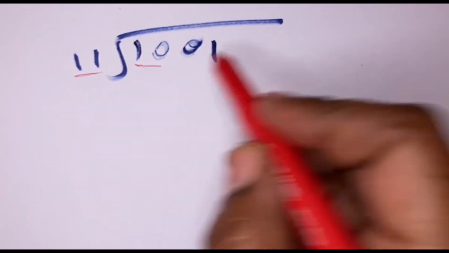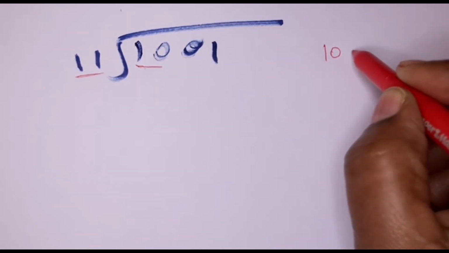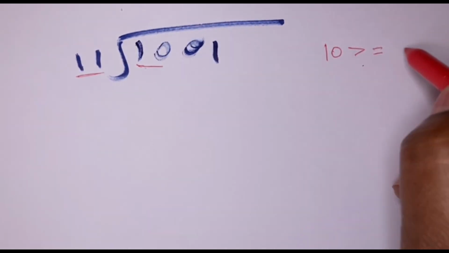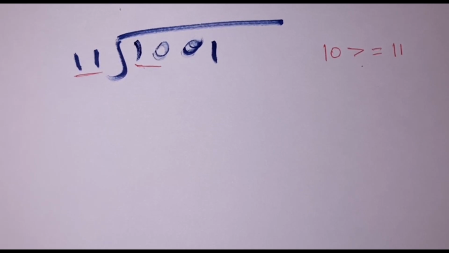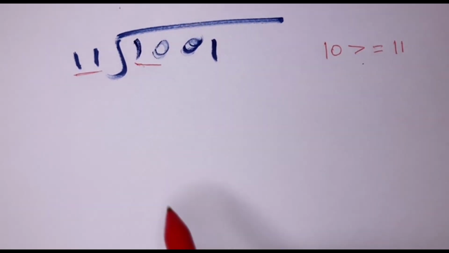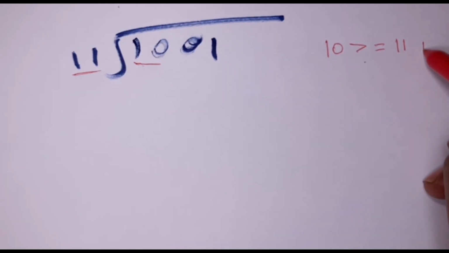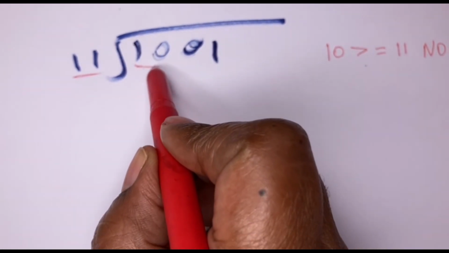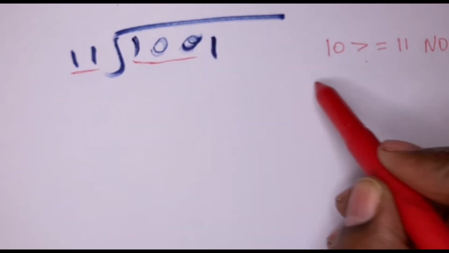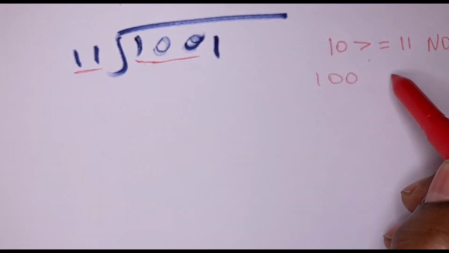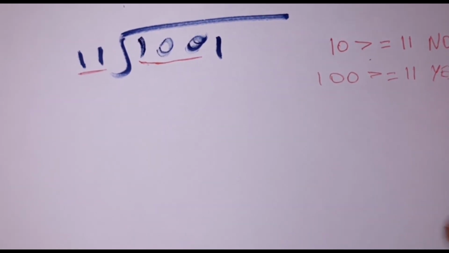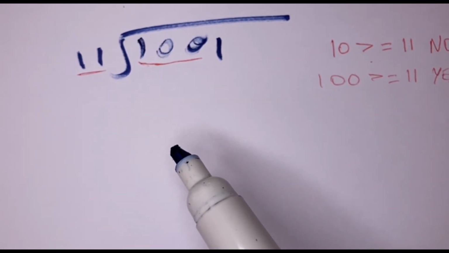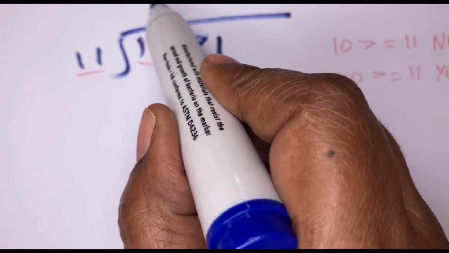So let's say the two digits are 1, 0. We have to check if 1, 0 is greater than or equal to the divisor, which is 1, 1. It is not. So if it is not, we have to take more numbers. So we have to add one more digit. Now we will have 1, 0, 0. 1, 0, 0 is greater than or equal to 1, 1, yes. So we can divide. 1, 0, 0 divided by 1, 1 is 1 times.